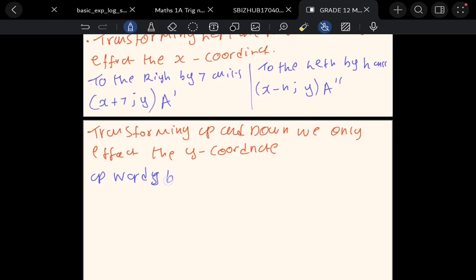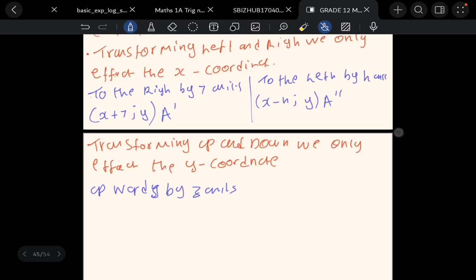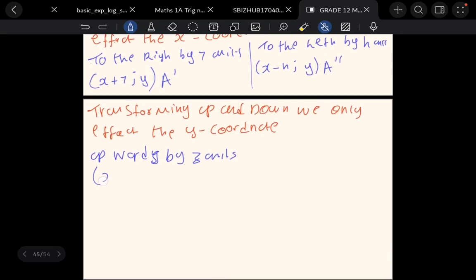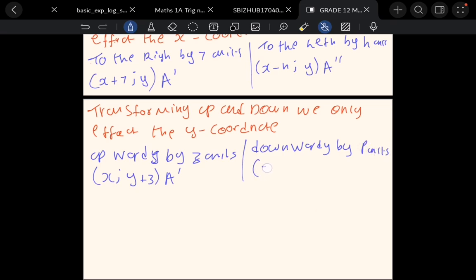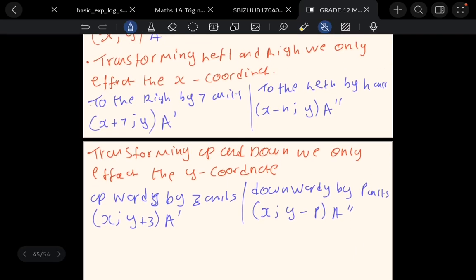upwards by 3 units. The same coordinates A, I'm going to have x, y plus 3, which is going to be A prime. And then if I shift it downwards by p units, you pronounce it x comma y minus p, A double prime. You understand? All downward is minus, upward is plus. All left is minus, all right is positive. See? Very easy. This is only translation.